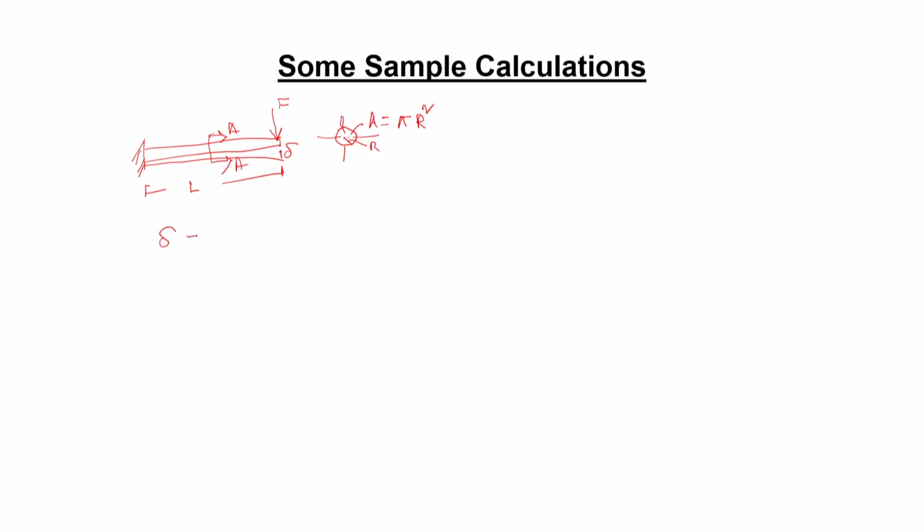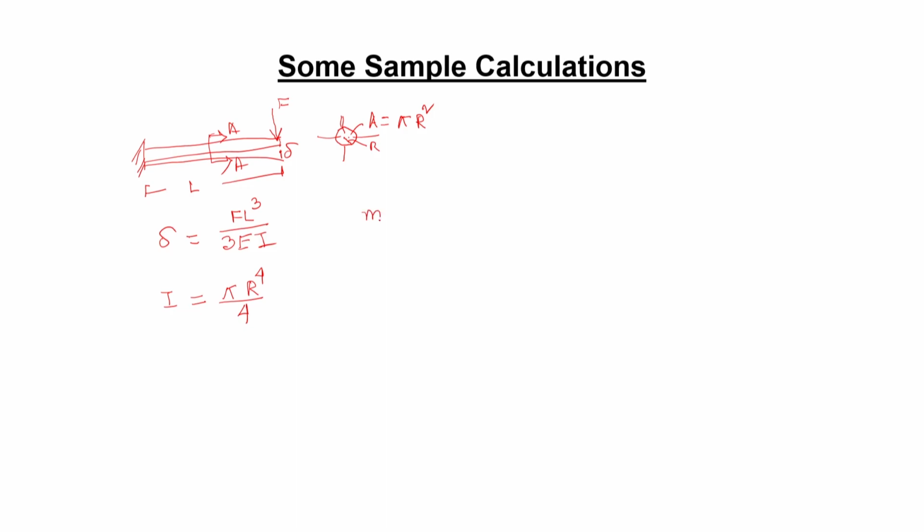Generally, delta for such a simple case will be F L cube over 3 E I, where E is the modulus of elasticity of the system. So, what is the second moment of area I of the circular beam? Well, I is approximately pi r to the power 4 by 4. That is the I.